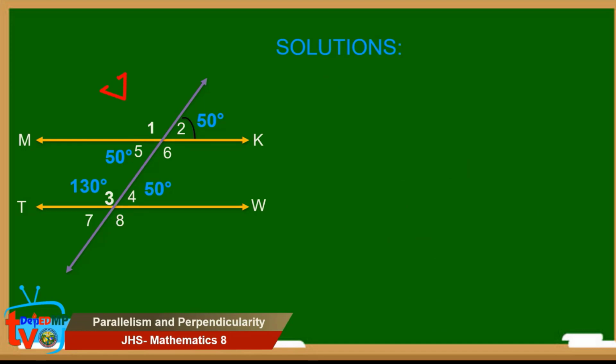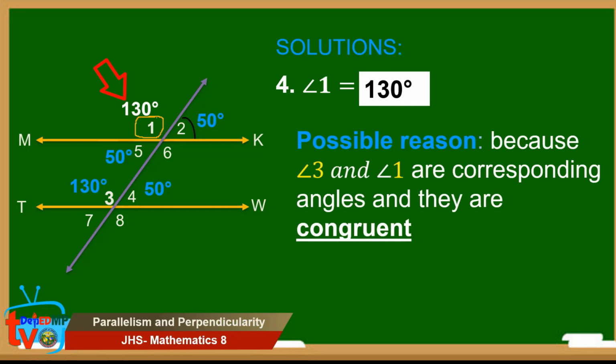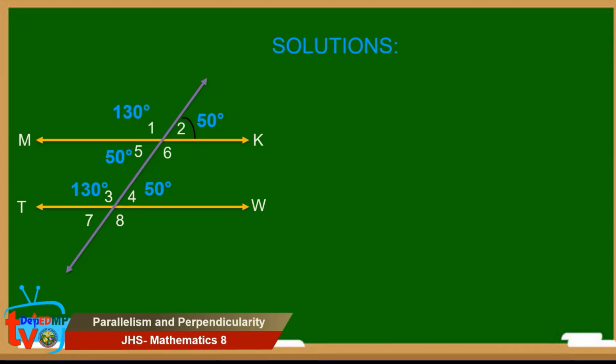What about the measure of angle 1? It is equal to 130 degrees. Again, what's the reason? Why is it equal to 130 degrees? One possible reason could be because angle 3 and angle 1 are corresponding angles and they are congruent. You can actually have your own reason as long as you use the pairs of angles which we have discussed earlier. What is the measure of angle 6? 130 degrees.